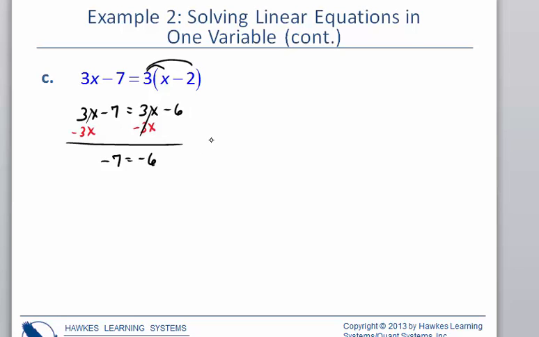And so the problem here is that this is not a true statement. We don't have a variable. The variable has fallen out, and what we're left with is a false statement. And so what that tells us is that there is no solution to this original problem. And so a false statement simply means no solution, and we stop with that.